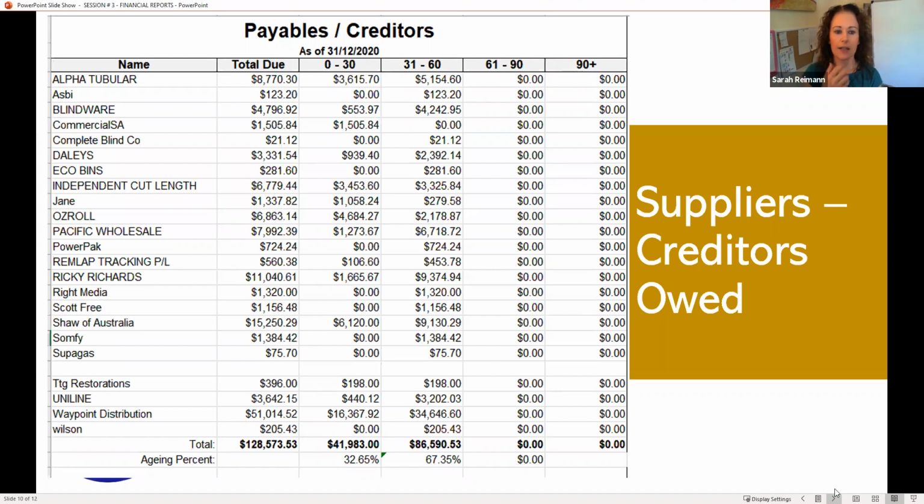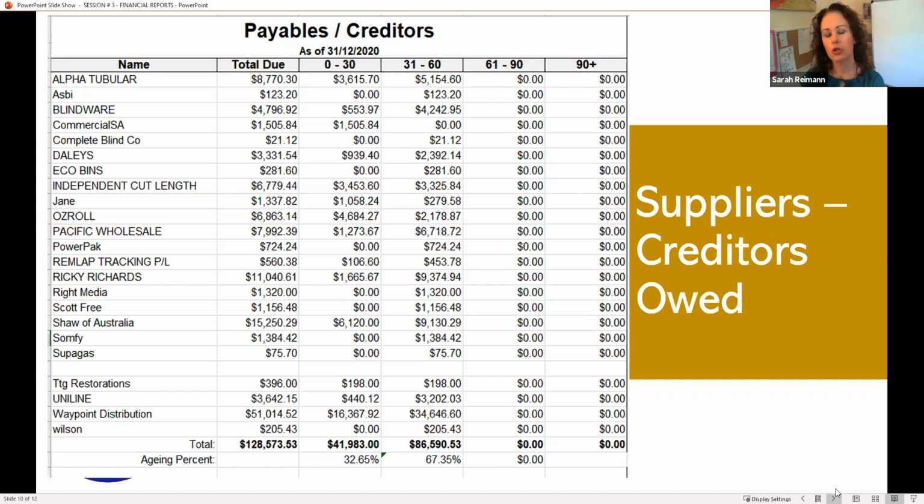So in this case, again, this is the curtain and blind business. They obviously buy in components, they buy in raw materials to make their product. So again, we have the columns with the days outstanding, the percentage to total invoices owed, and how much we owe up until the given period of time, which in this case is the 31st of December.